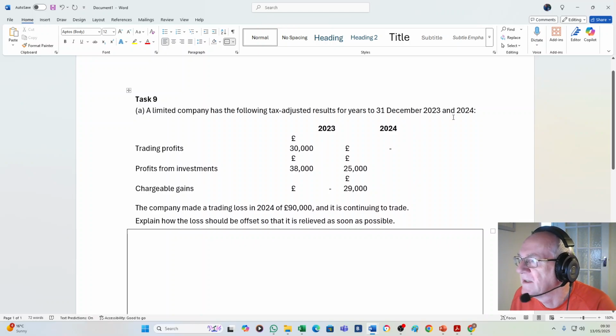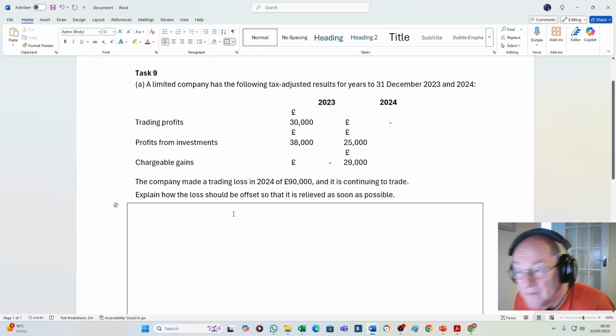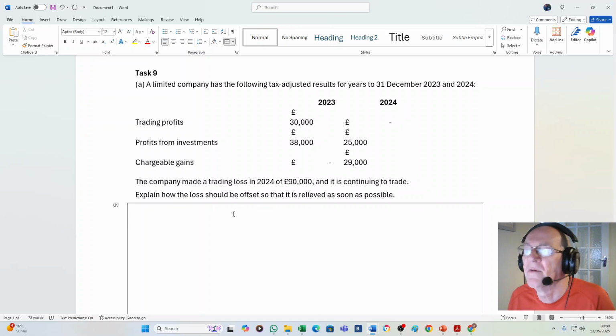So, 4 years, 30. Read the years carefully. Trading profits, profits on investments, and chargeable gains. The rule says the loss should be offset, so relieved, as soon as possible. Possibly easier, we haven't got to worry about losing or wasting personal allowance with a limited company. There is some mention in the examiner's report that students get confused between limited company and sole traders. We have, of course, got lots of information in the reference material.